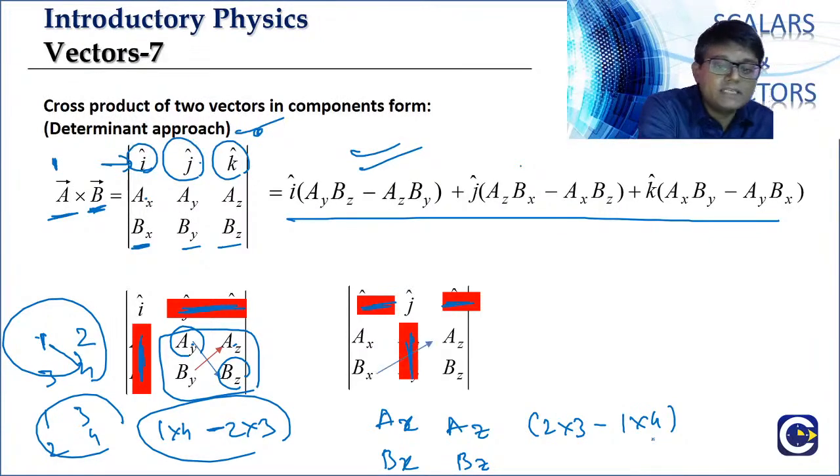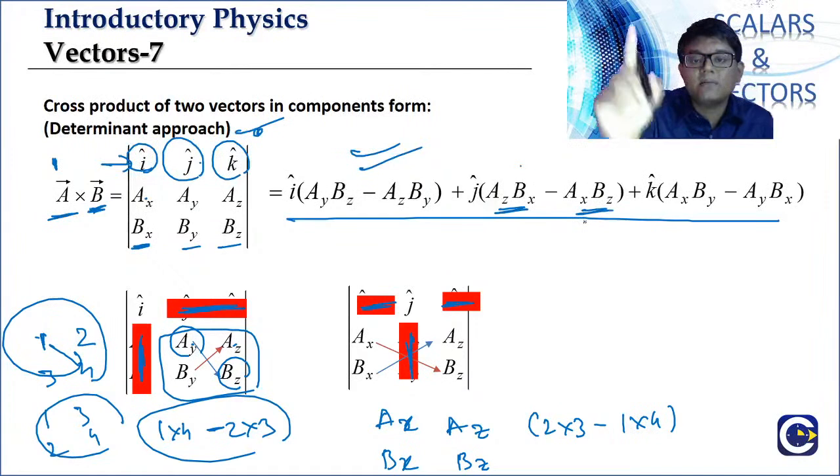So look at this. What is the 2 into 3? AZ BX. And minus 1 into 4 is what? AX BZ. The only thing is, in case of J cap, it will be 2 into 3 minus 1 into 4.